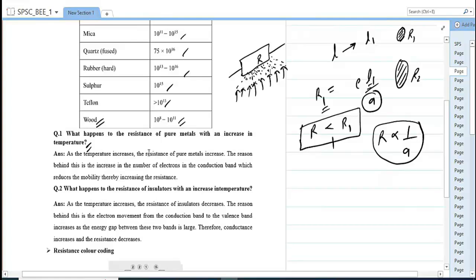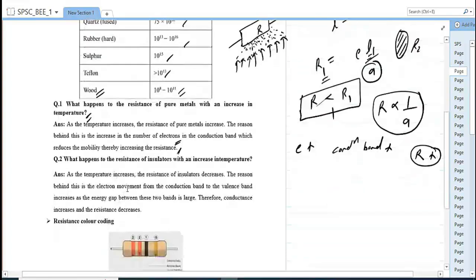So as the temperature increases, the resistance of pure metals increases. The reason behind this is the increase in the number of electrons in the conduction band, which reduces the mobility, thereby increasing the resistance. So the mobilization of electrons will increase, so their amount in the conduction band will increase, and correspondingly the resistance will increase.